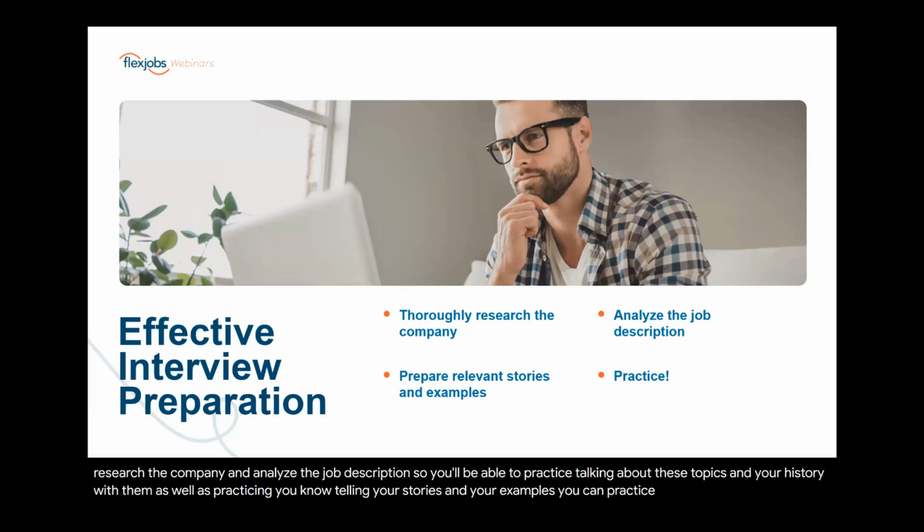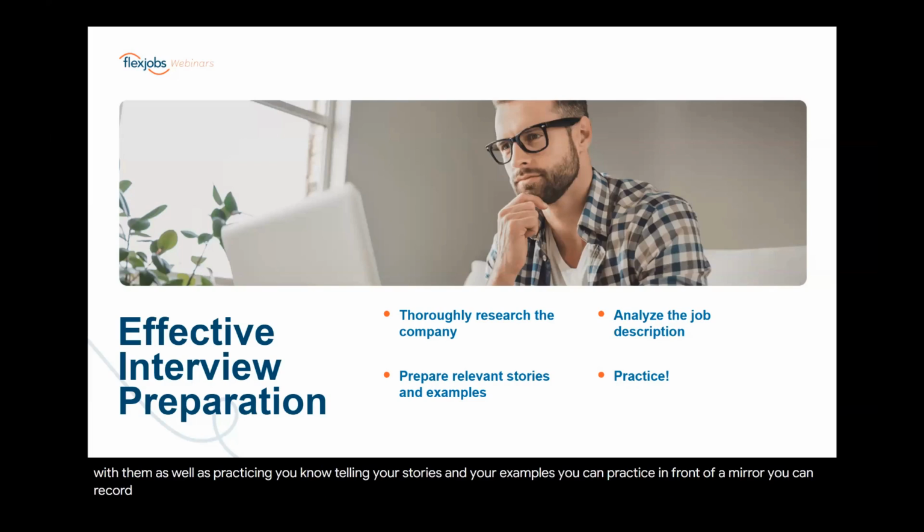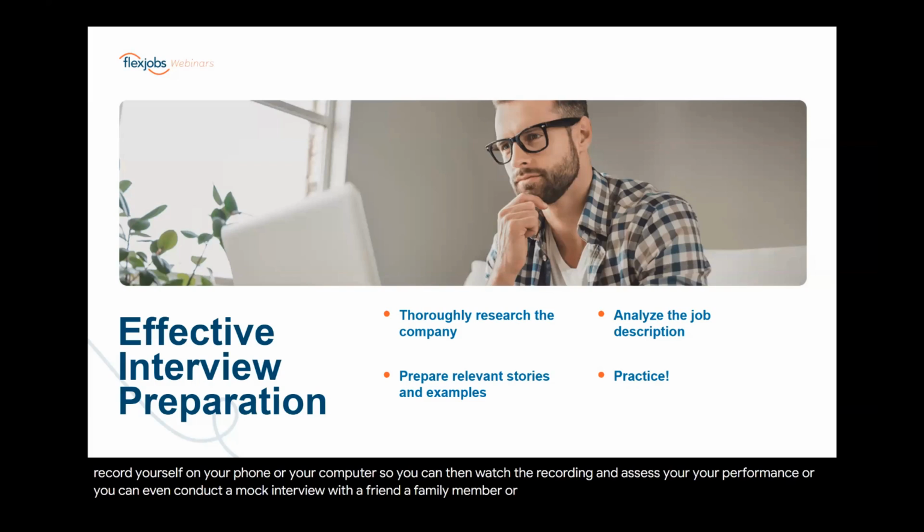You can practice in front of a mirror. You can record yourself on your phone or your computer so you can then watch the recording and assess your performance. Or you can even conduct a mock interview with a friend, a family member, or a coach. All of those strategies can be incredibly helpful in preparing for your interview.